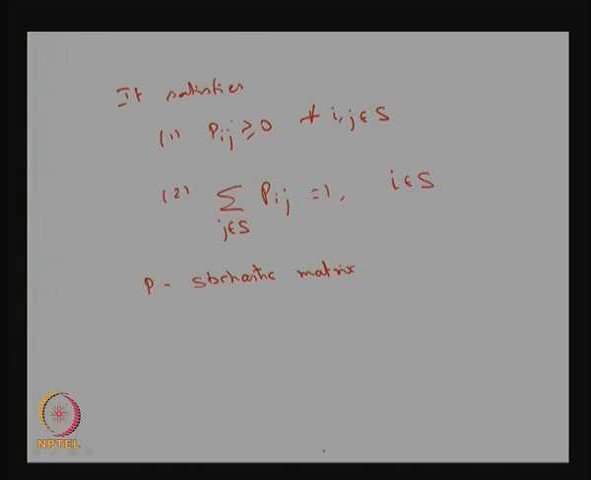Because of satisfying these two conditions, the one step transition matrix is also called a stochastic matrix.